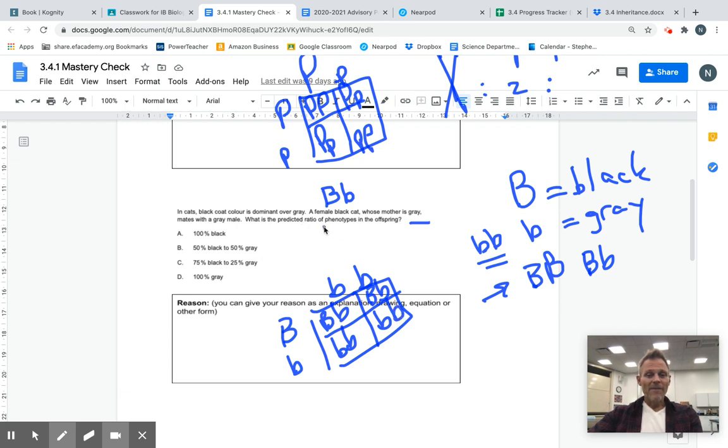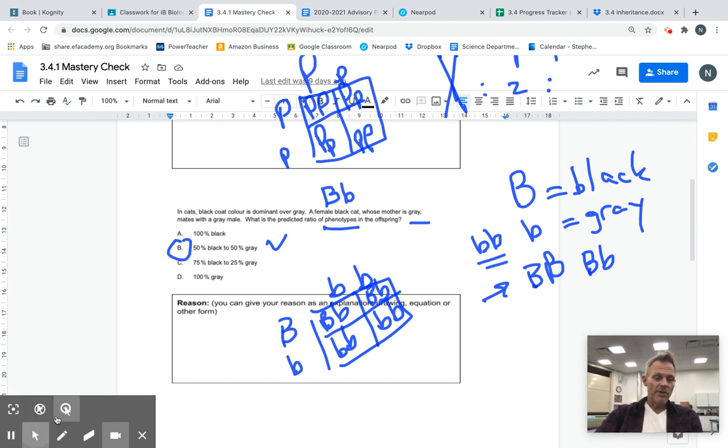What are the predicted phenotypes? So we're looking at the colors. So we have two black cats and two gray cats, so 50-50. So the best answer here was B. And then the last mastery check.